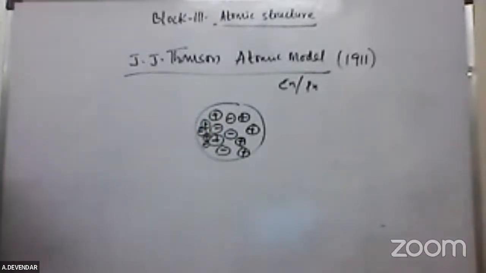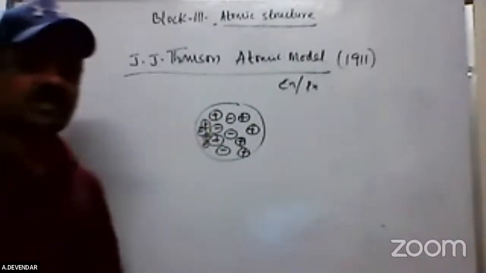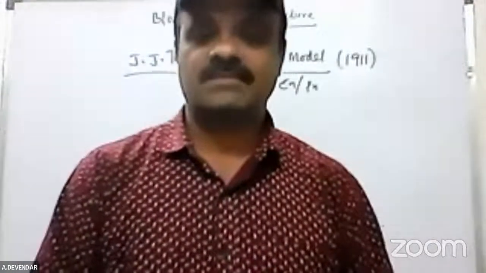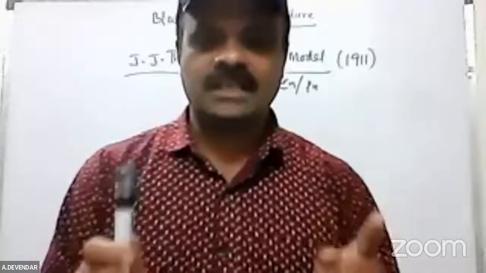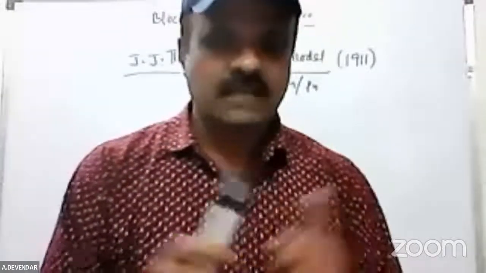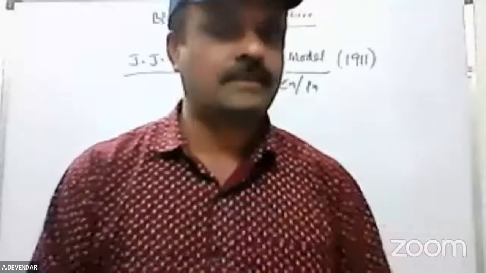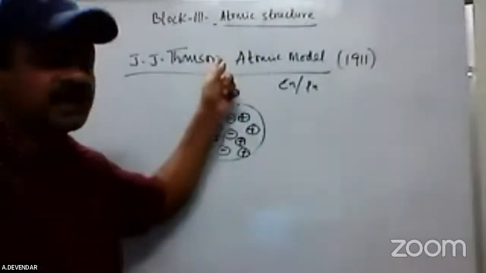But if you see, when a positive and negative charge are very close to each other, what happens? An attraction force is there. If the attraction force is present, then attraction will take place and the atom will collapse. But J.J. Thomson does not explain this.